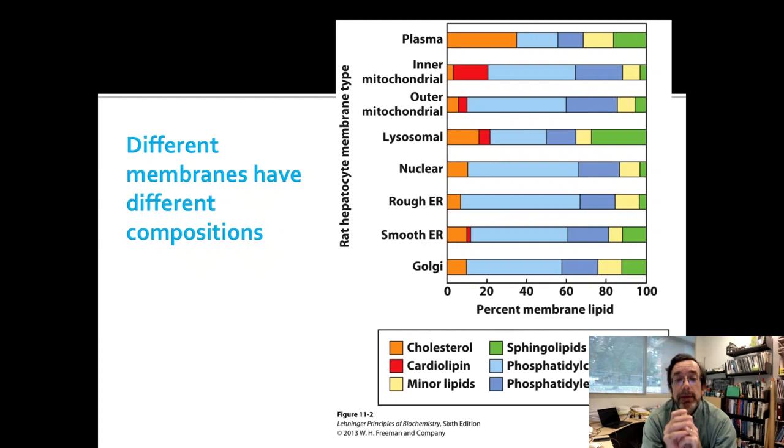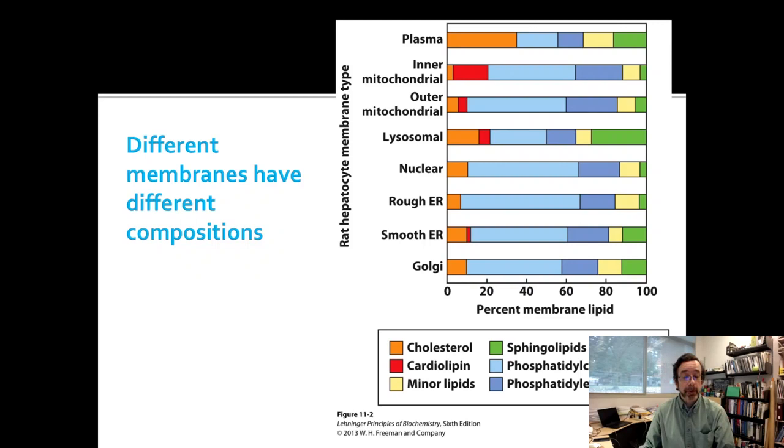You can see that the rough ER and smooth ER have a big blue area. You look down here, they have a lot of phosphatidylcholine. But the plasma membrane on the outside of the cell doesn't have as much blue. It has a lot more cholesterol. And so you see how the cholesterol helps strengthen the membrane, and it might affect its thickness. We'd have to measure it to be sure. But it definitely allows the membrane to be flexible and strong. So all of these differences.